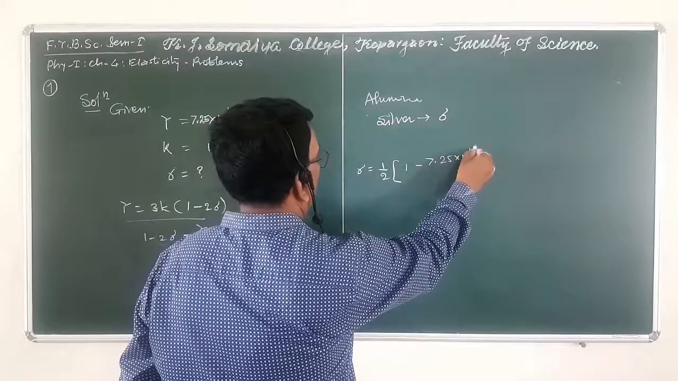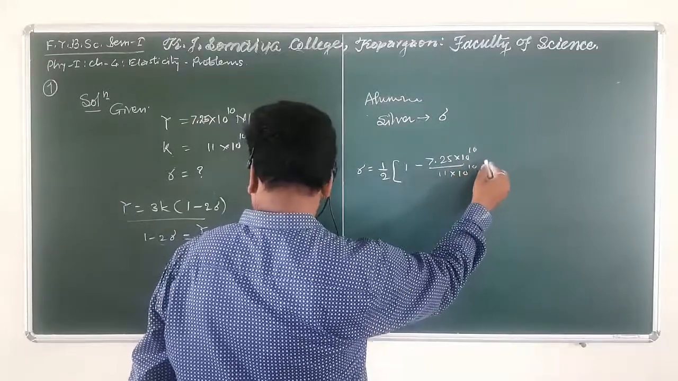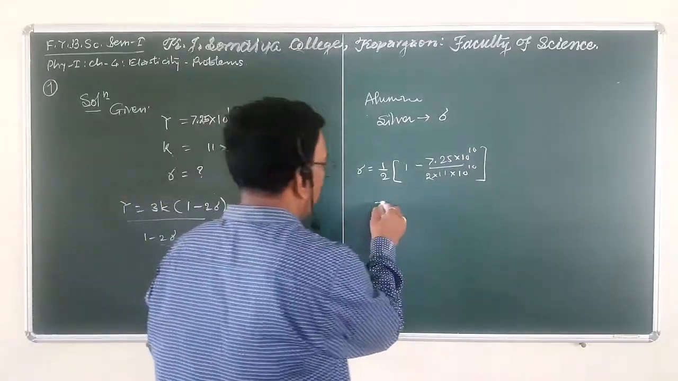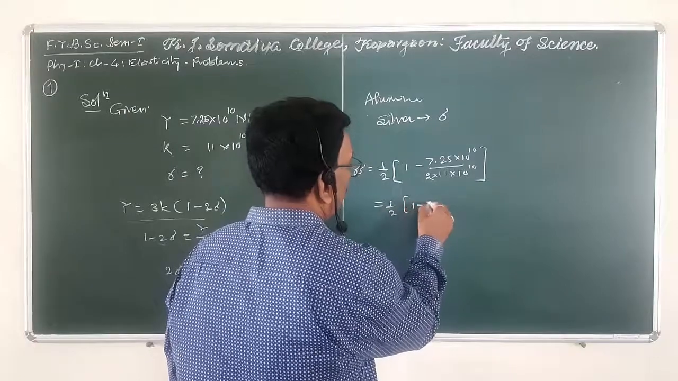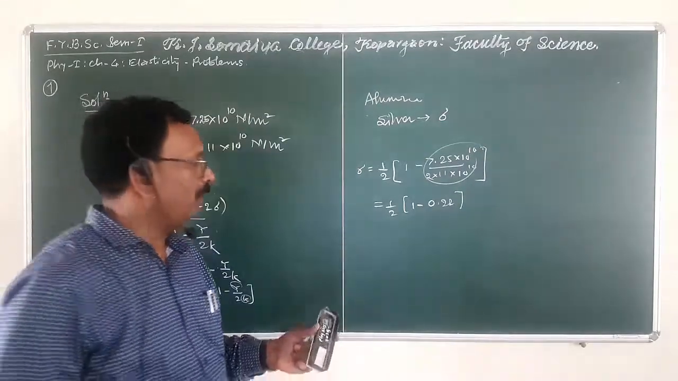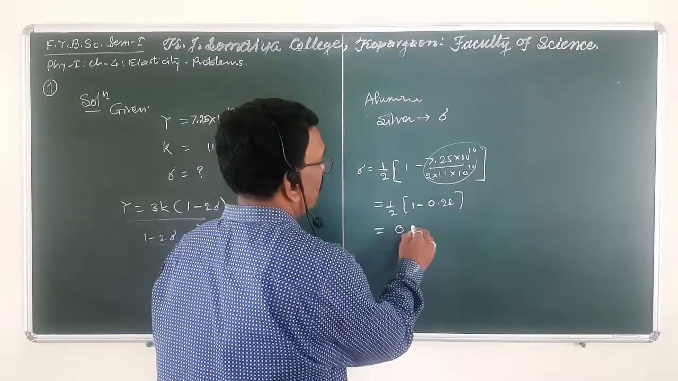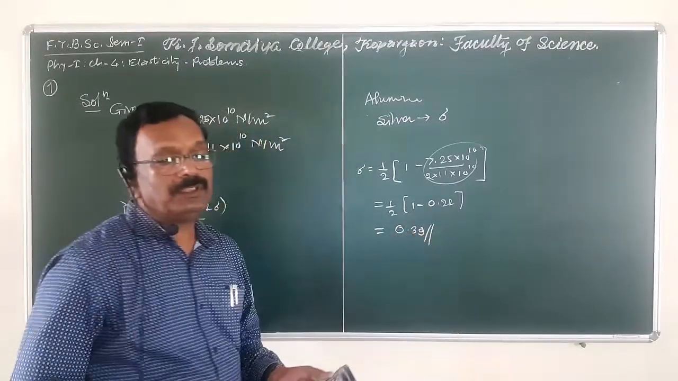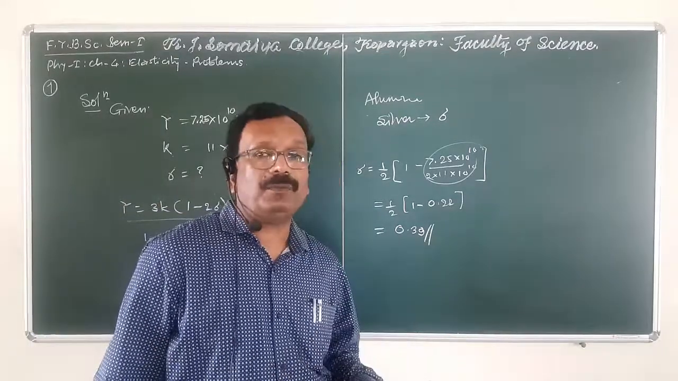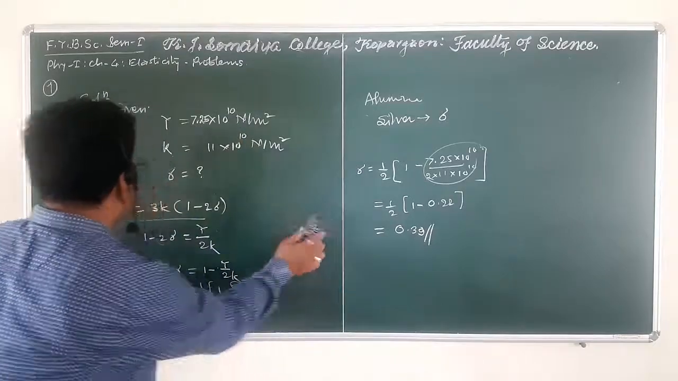We have sigma is equal to 1/2 in bracket 1 minus 7.25 into 10 raised to 10 upon 11 into 10 raised to 10 into 2. Again solve this. We have 1/2 in bracket 1 minus 0.22. When you solve this manually using a calculator, you will get the answer 0.39, which is the Poisson's ratio for copper. And now we are going to see the last problem of this lecture and of this topic, that is elasticity.